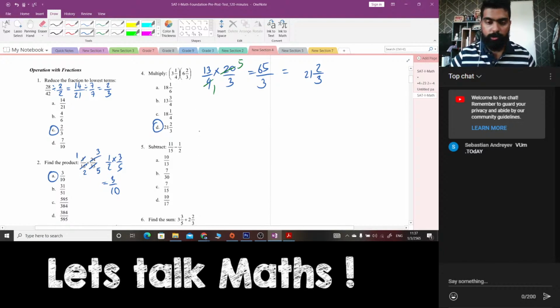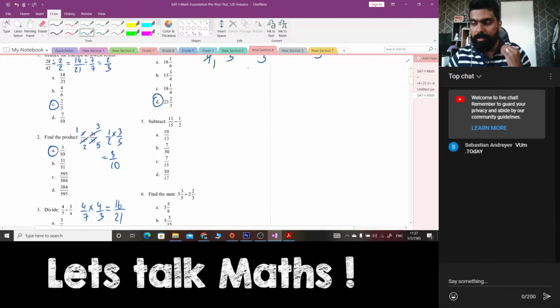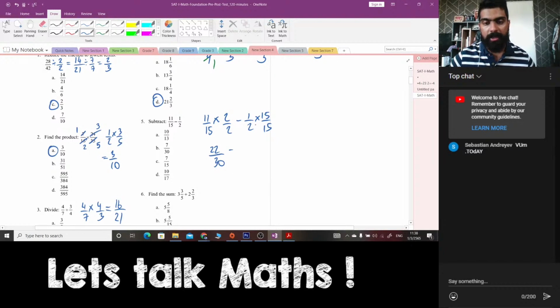Now let us go to question number 5. Alright, so when we subtract fractions guys, we have to make sure that the denominators are the same. In order to make the denominators equal, we have to find the LCM, lowest common multiple. In this case, the lowest common multiple will be 30. So we have 11 over 15 times 2 over 2, minus 1 over 2 times 15 over 15. Now 11 times 2 is 22 over 30, minus 1 times 15 is 15 over 30.